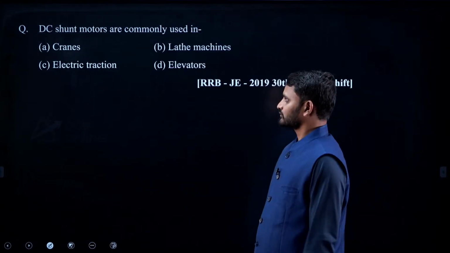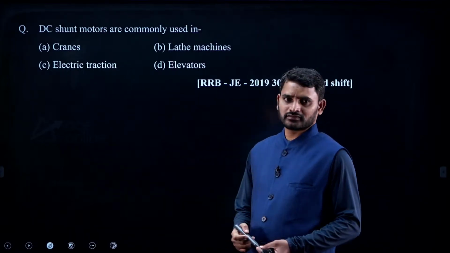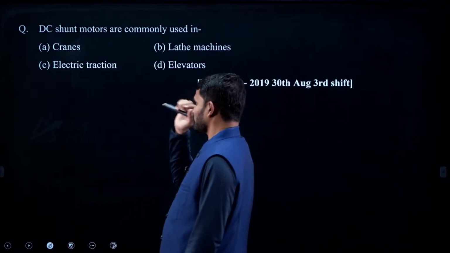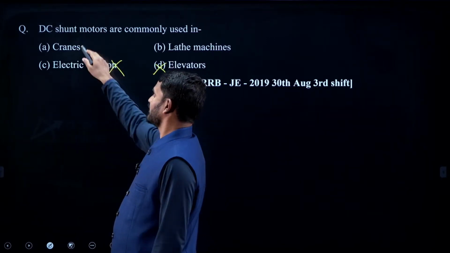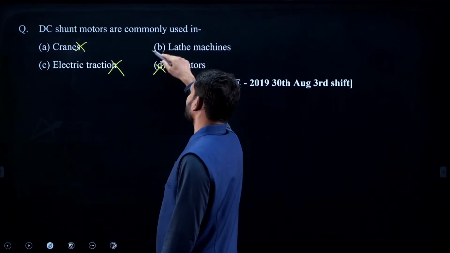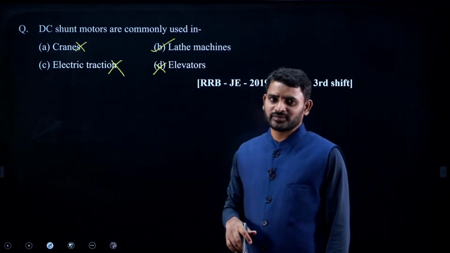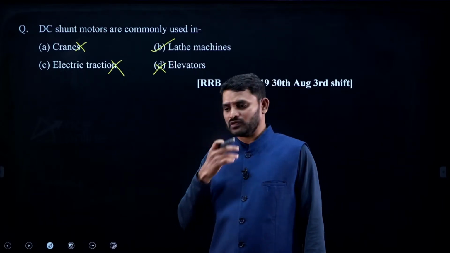Okay. Now look at this one. DC shunt motors are commonly used in what? Where can we use them? Will you use it in traction? No. Will you use it in elevators? Generally not. Cranes of huge load only. Traction is also huge load. Generally you can use them for fans, blowers, lathe machines, moderate torque loads only.